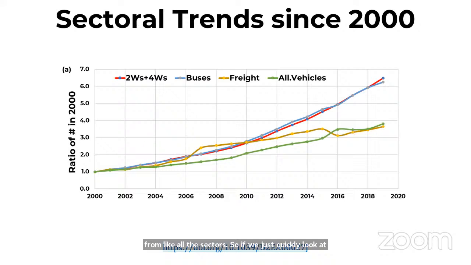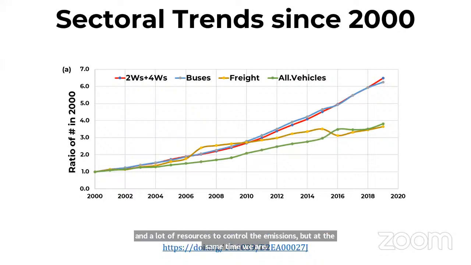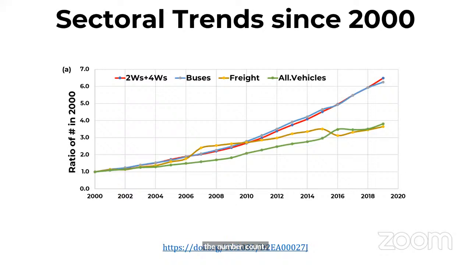So we may be introducing a lot of new technology and a lot of emission control measures and a lot of resources to control the emissions. But at the same time, we are increasing the number count in the total burning of these different fuels. So it basically increases the overall load of these emissions, and then of course the pollution also goes up.